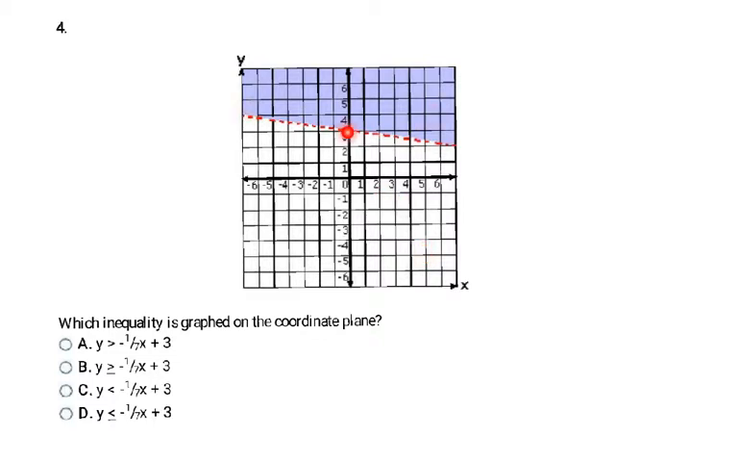So first of all, it's a dashed line. Remember, back to our notes, if it's a dashed line, that's going to be the plain less than or the plain greater than. So I can instantly get rid of B and D because they have the equal to part. And then I have to think about, okay, is this shaded above or below the line? This is shaded above. So because it's above, that's going to be the greater than symbol. So the one with the greater than symbol is letter A.